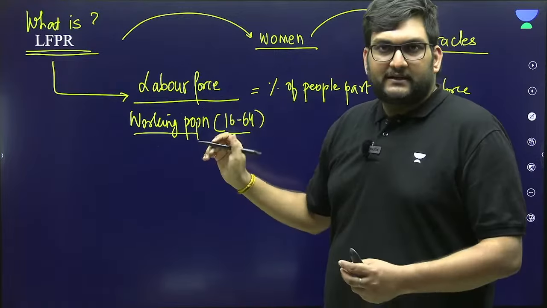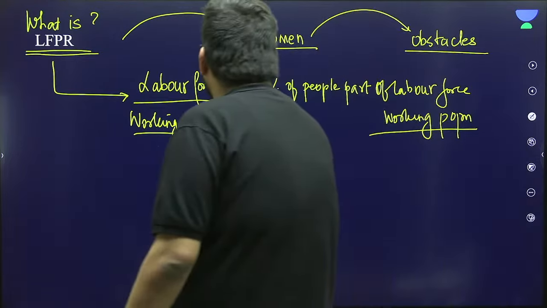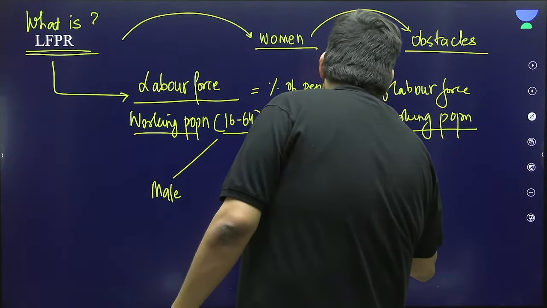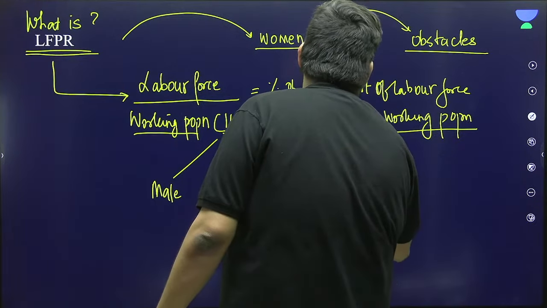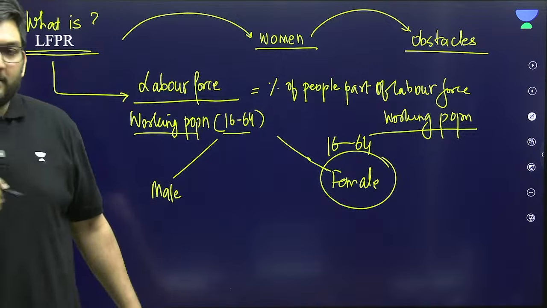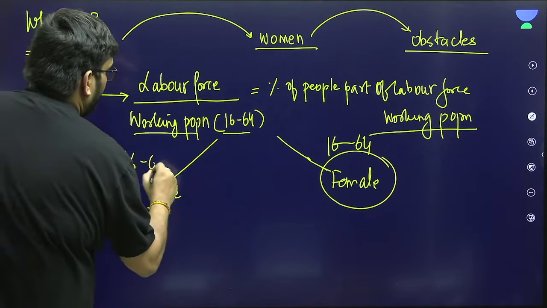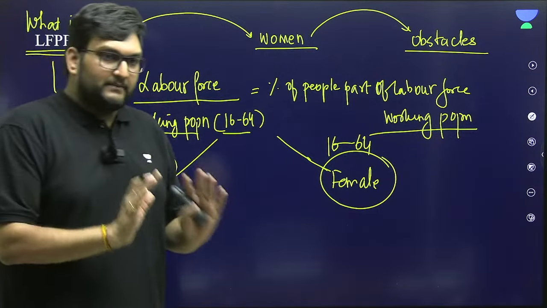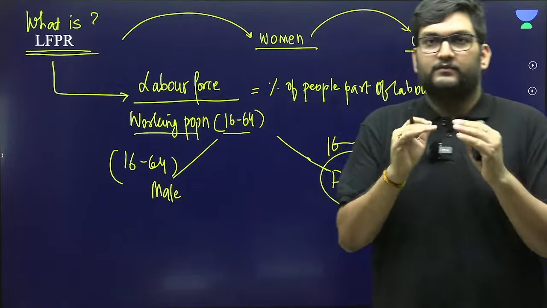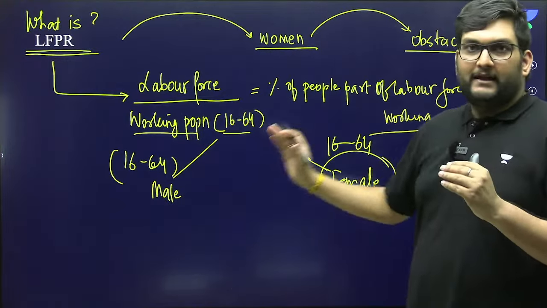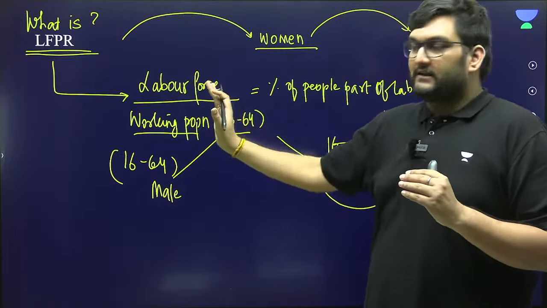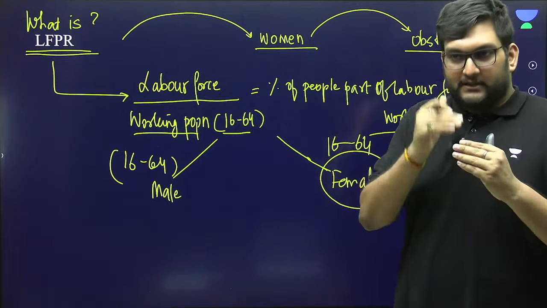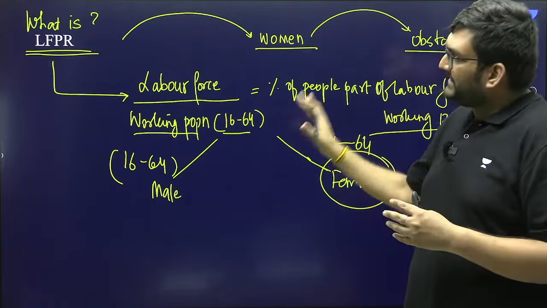Now, this means that we can divide this data into two. Further, we can divide it into male and female, meaning that out of all the females who fall under 16 to 64, and out of all males who fall under again 16 to 64, how many are part of the labor force? This is basically the premise here, that how many of the male and female population, men and women, are part of the labor force vis-a-vis the working population. This is the static portion. This is the pure economics part of it. There are terminologies which are used. We are trying to understand that, which is the static portion here.